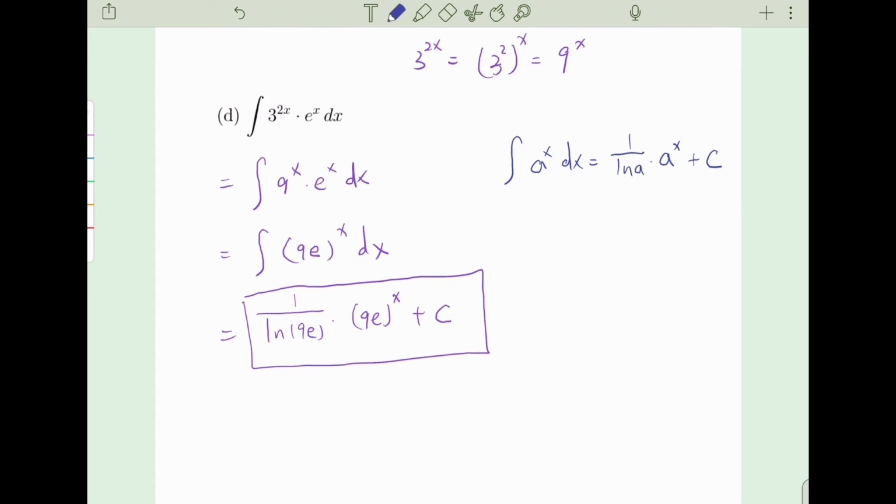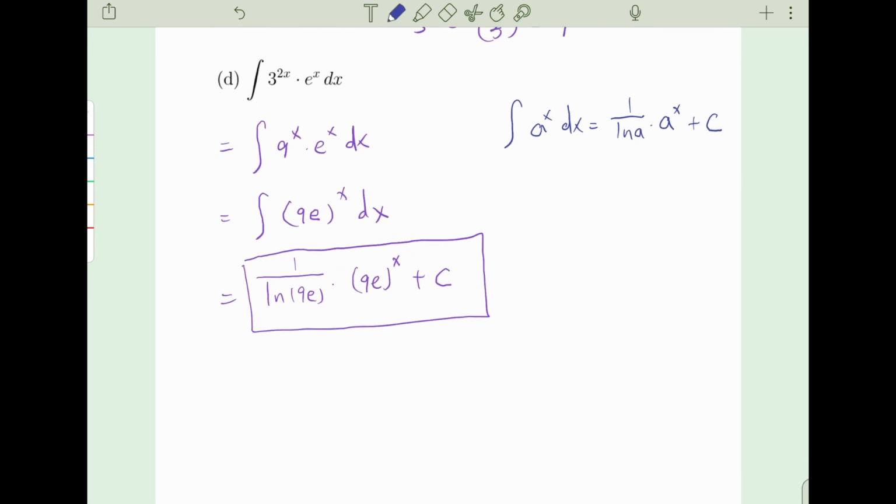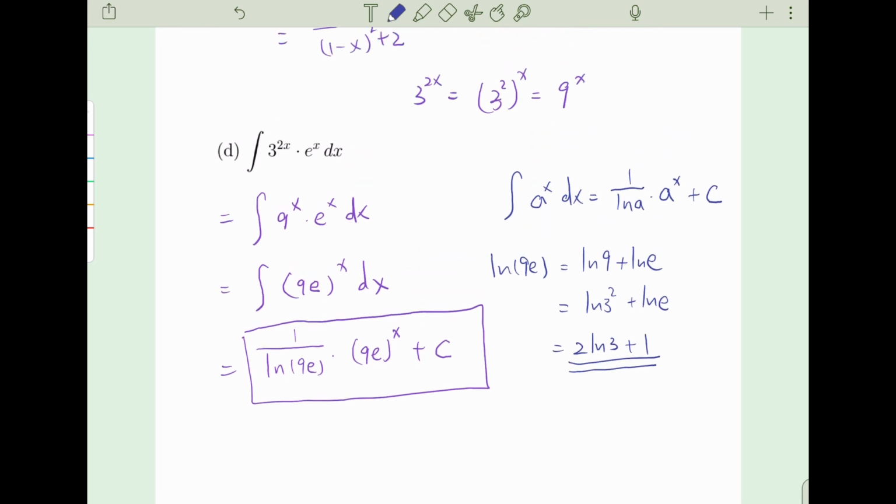It can actually be simplified further. This ln 9e can be written as ln 9 plus ln e, right? And ln 9 is ln 3 squared, ln e is just 1. So it becomes 2 ln 3 plus 1 if you want to simplify it that way. But you don't have to, I think.